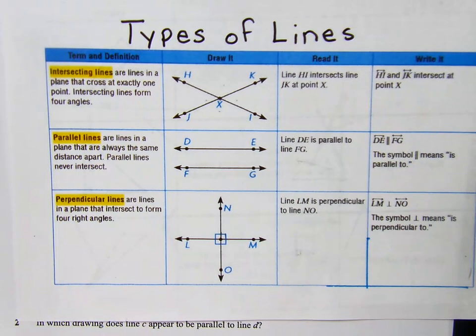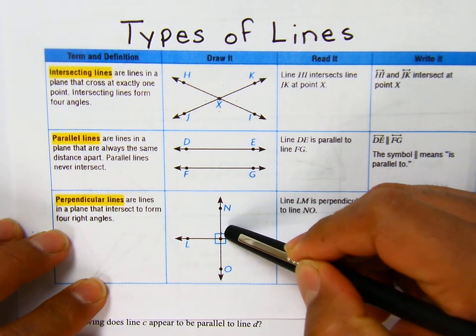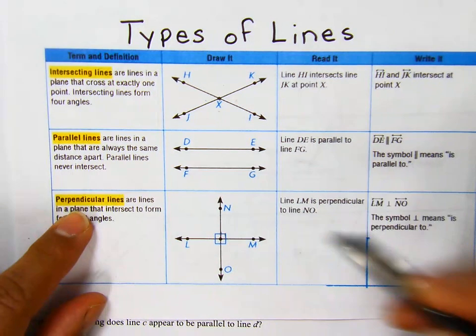Perpendicular lines. Perpendicular lines are lines in a plane that intersect to form four right angles. So the lines that intersect and create four right angles are perpendicular lines.